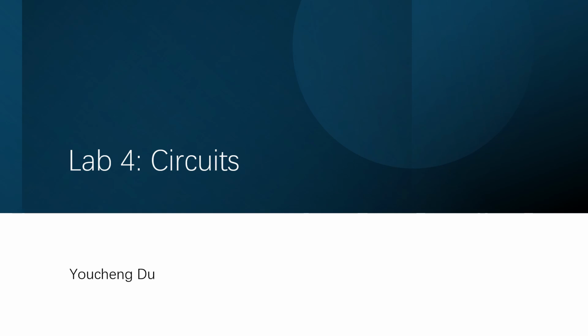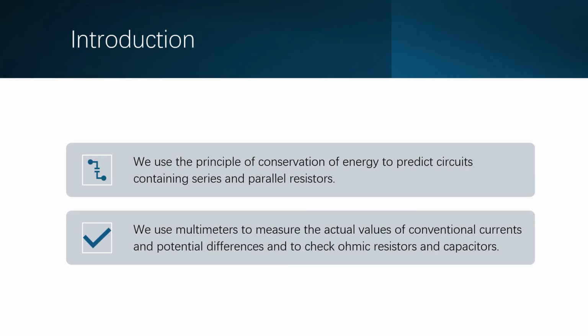Here is my Lab4 circuit. Here's my introduction. We use the principle of conservation of energy to predict circuits containing series and parallel resistors. Also, we use multiple meters to measure the actual values of combination currents and potential differences, and to check ohmic resistors and capacitors.